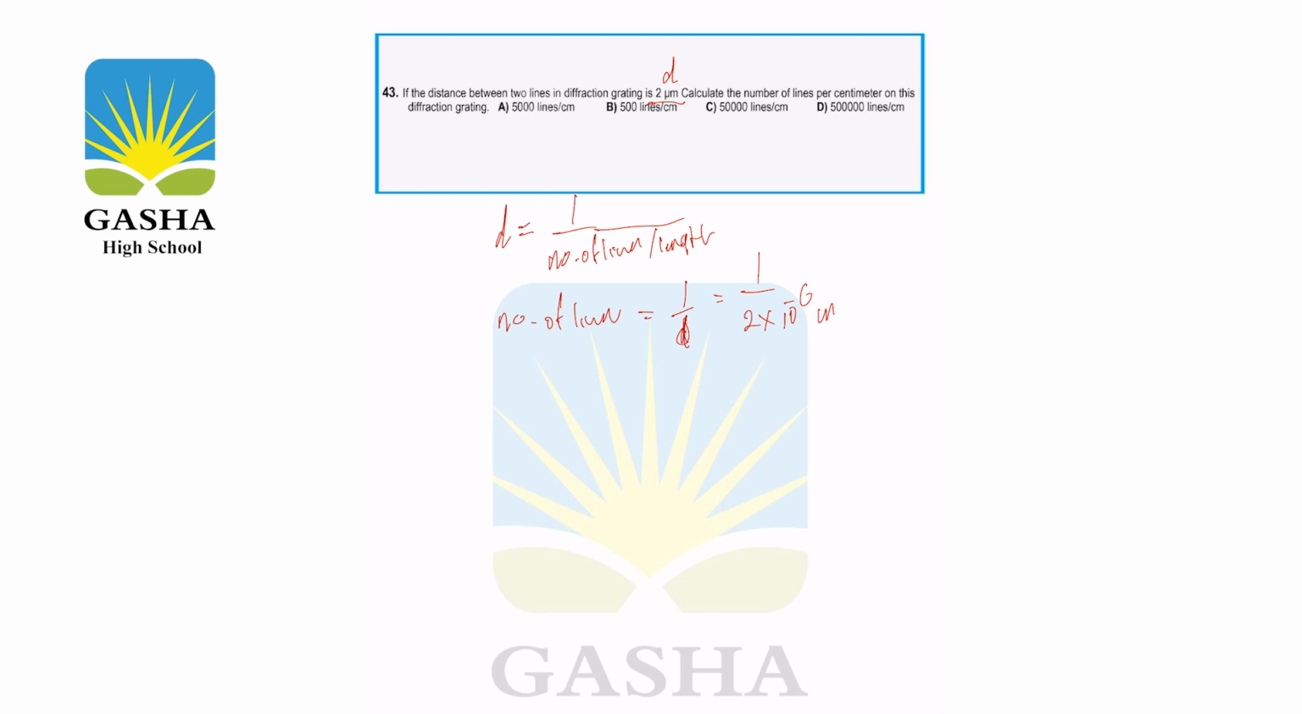But as you can see, the choices are in centimeter. So we have to convert this meter into centimeter, right now or later. I can convert it into centimeter, which is equal to 10 to the power negative 4, or you can convert it later. And then the result, the number of lines per centimeter, will be equal to 5,000 lines per centimeter, and that makes A the correct answer.